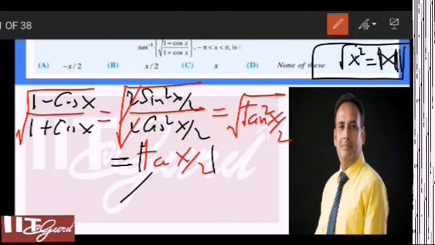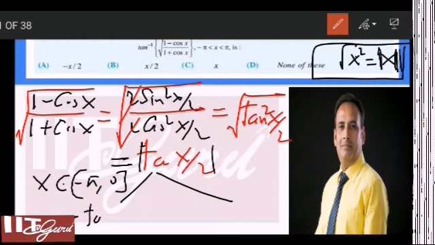So finally we have to put mod of tan x by 2 over here. And now for mod of tan x by 2, as x lies between minus pi to pi, two cases arise. When x lies between minus pi to 0, the mod opens as minus tan x by 2. And when x lies between 0 to pi, it is plus tan x by 2. The mod will open this way.